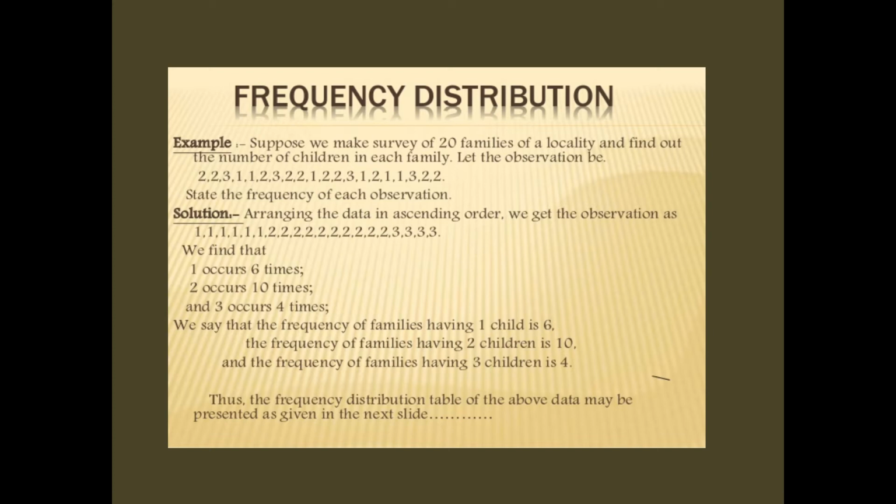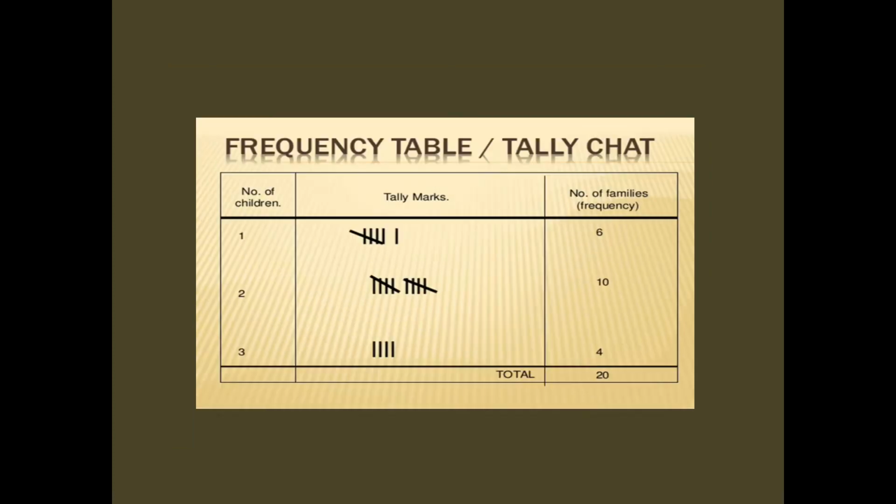Suppose we make a survey of 20 families of a locality and find the number of children in each family. Here, by arranging the observations in ascending order, we find that 1 occurs 6 times, 2 occurs 10 times, and 3 occurs 4 times. Thus, we can say that the frequency of families having one child is 6, the frequency of families having 2 children is 10, and the frequency of families having 3 children is 4. Thus, the frequency distribution table of the above mentioned data can be displayed as shown here.